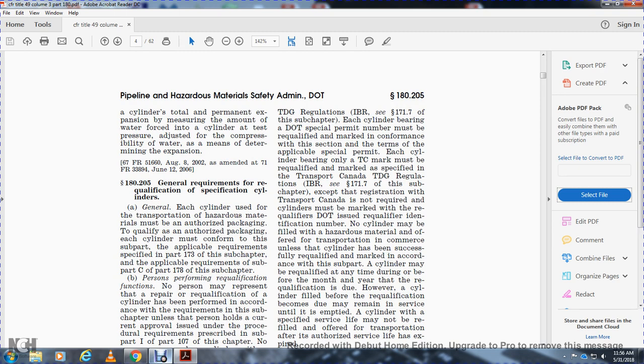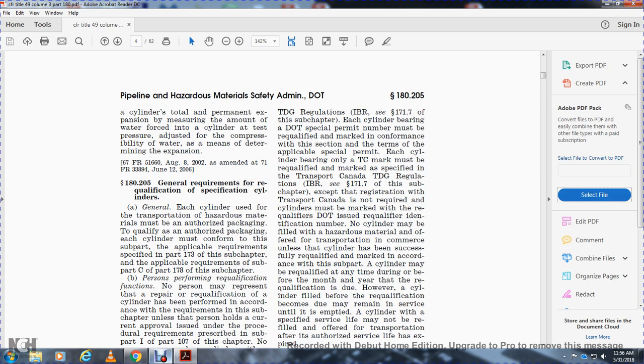Except that registration with Transport Canada is not required, cylinders must be marked with the requalifier's DOT-issued requalifier identification number. No cylinder may be filled with a hazardous material offered for transportation in commerce unless the cylinder has been successfully requalified and marked in accordance with the subpart.